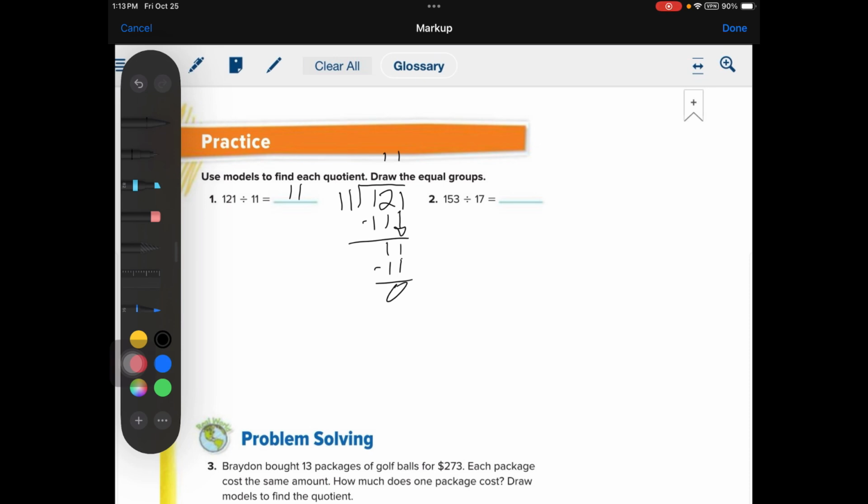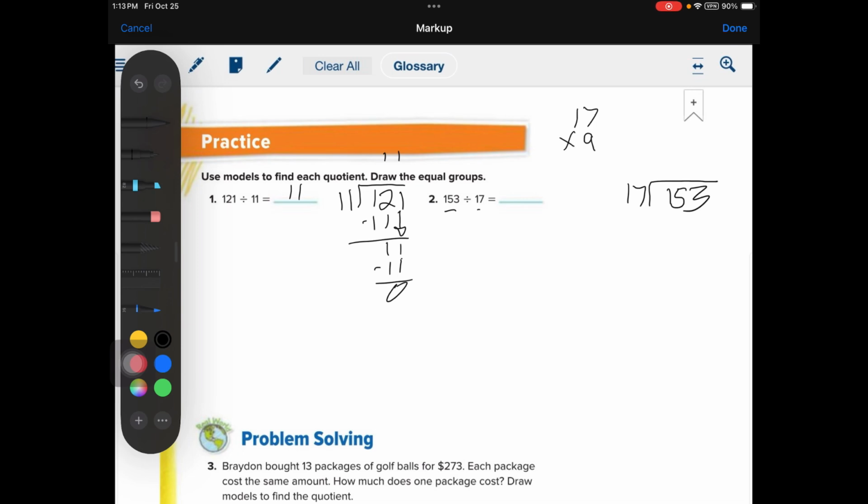Let's work on number 2 real quick. So 17 division bar 153. And if you read this, it says 153 divided by 17. So you sit and look at it for a minute and realize, gosh, that's kind of crazy. I'm going to have to do a guess and check on this. So let's do a guess and check.